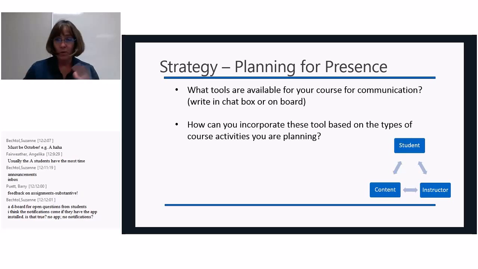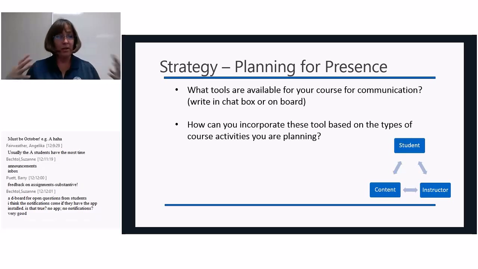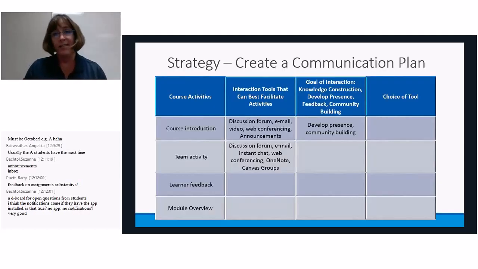So this is one of the things that's really important: knowing all the tools available. QM really talks about there being 3 different interactions that should be going on: the student to content, the student to instructor, and then the instructor to content. So one of the things I've stumbled across to help make sure that you're hitting all the different types of interactions is to create a communication plan. This is a template that I found that I really liked.